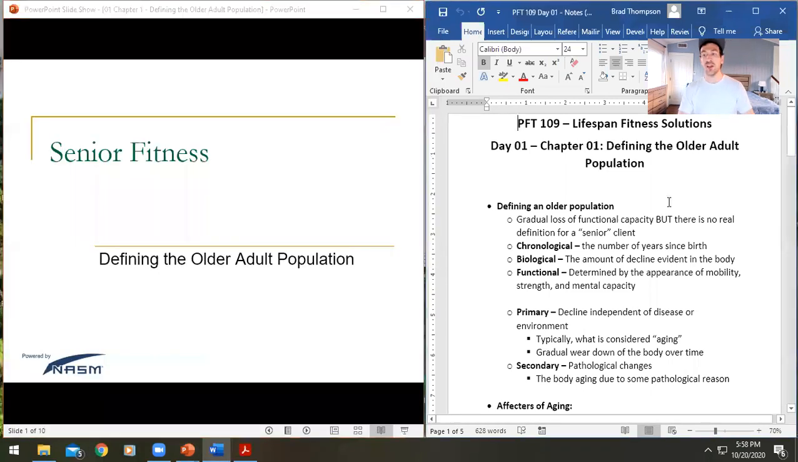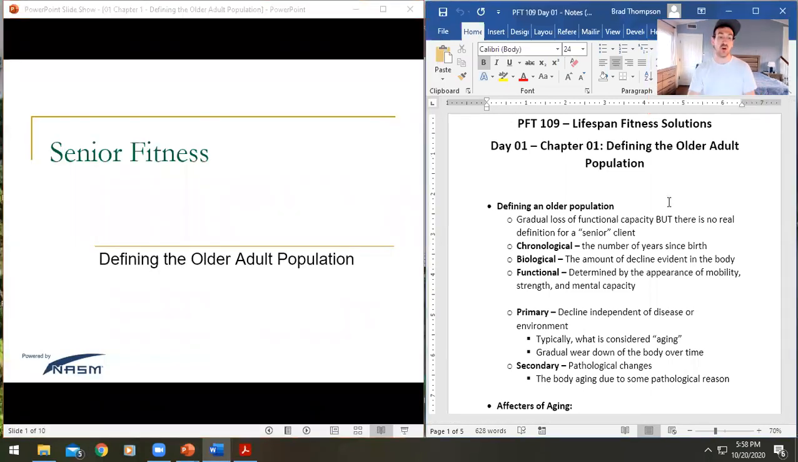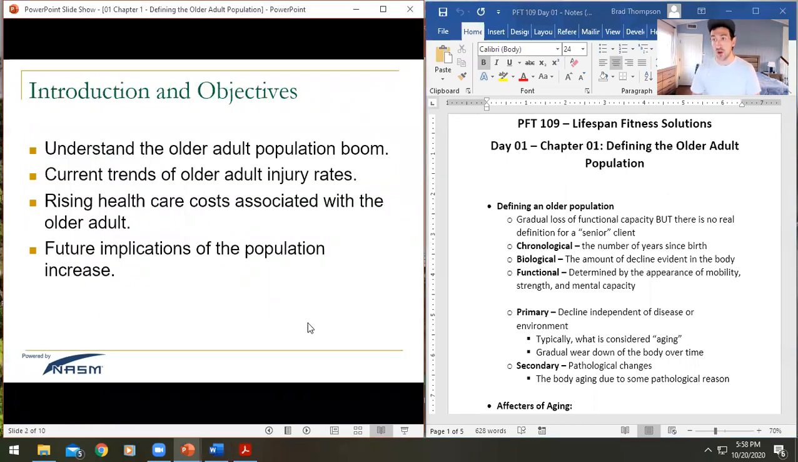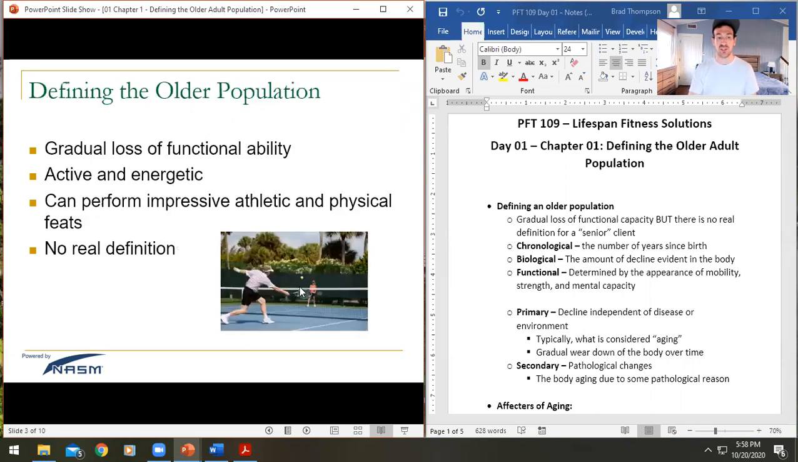So chapter 1 here, if we are defining an older adult population. Our objectives for this PowerPoint is to understand what I mean when we talk about an older adult population and how it happened. We are going to talk about boomers. We are going to be talking about the population boom that did occur. Recent trends and injury rates, how it is associated with rising healthcare costs and the implications of what that means.